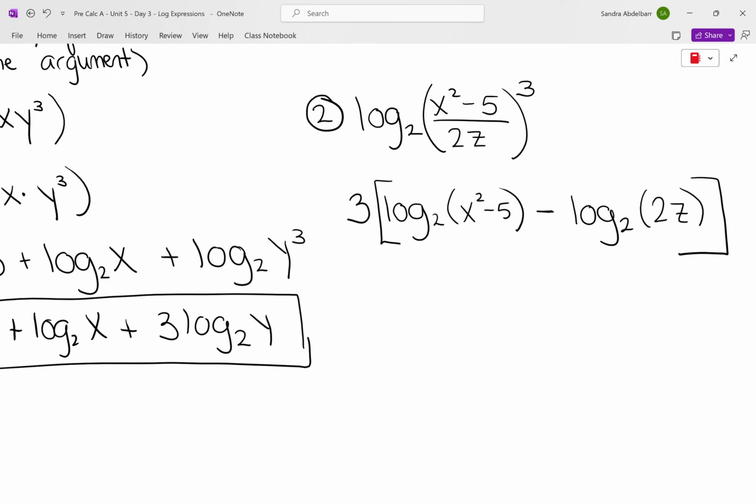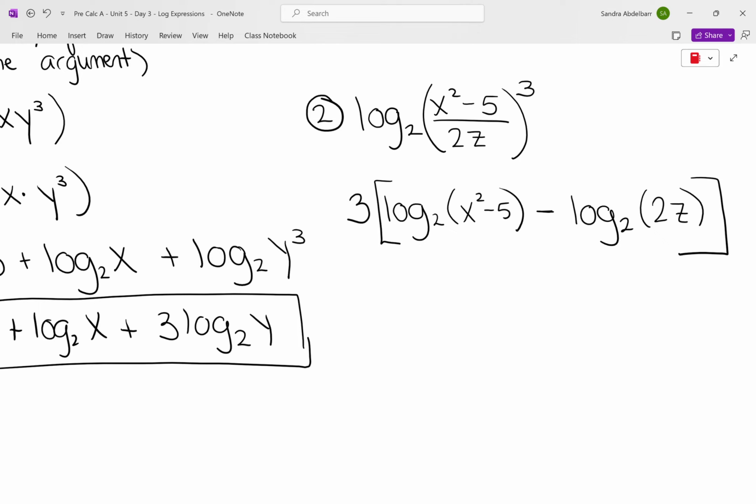How many people think we're done? We're not done. Good. So, even though it looks like we should be able to do more, are we actually done here? We are actually done here because this squared doesn't belong to the whole thing, and the whole argument is x squared minus 5. I can't split up subtraction. So this is actually all we can do here.